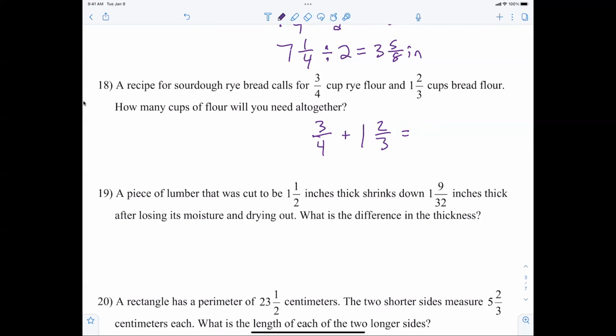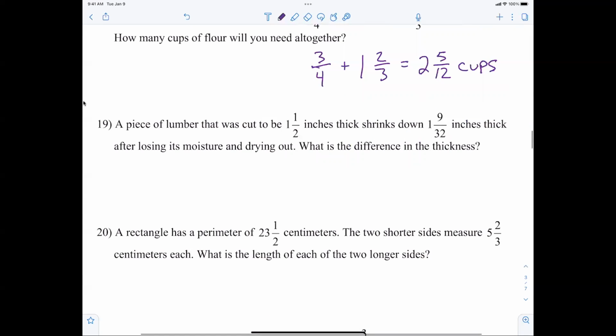Two and 1/2 cups of flour. Good job. Very nice. 2 5/12 cups. All right, there we go. All right, Wyatt, you're up.